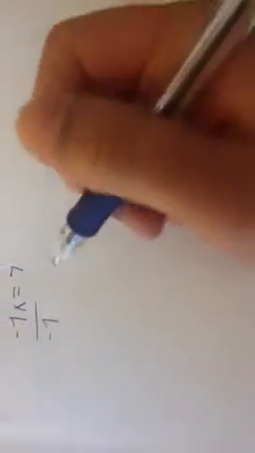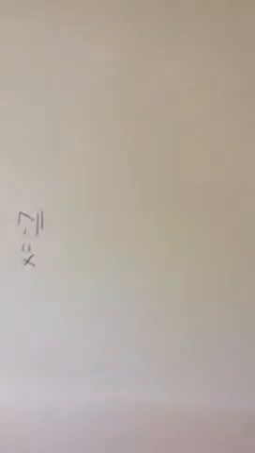Minus 1x divided by minus 1, and that is 1x equals 7 divided by minus 1, that is minus 7. So x equals minus 7. And that is the result.